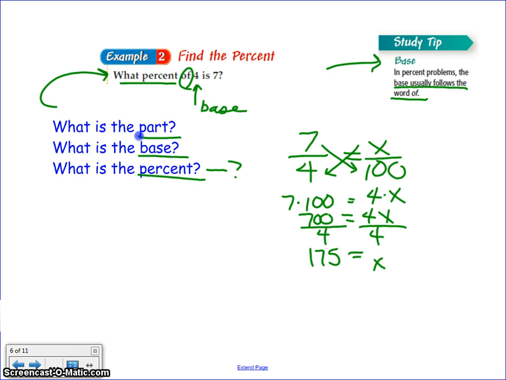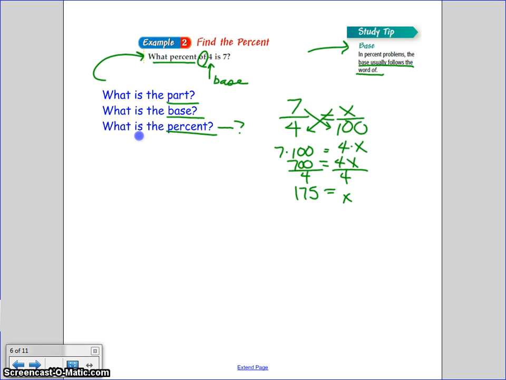Divide both sides by 4, and we find out that x actually equals 175. So what does this mean? X is 175. It means that 7 over 4, 7 parts of a base of 4, is the same as 175%. So like if you got all 4 questions right, plus you got 3 bonus questions right, you got 175% on your test.